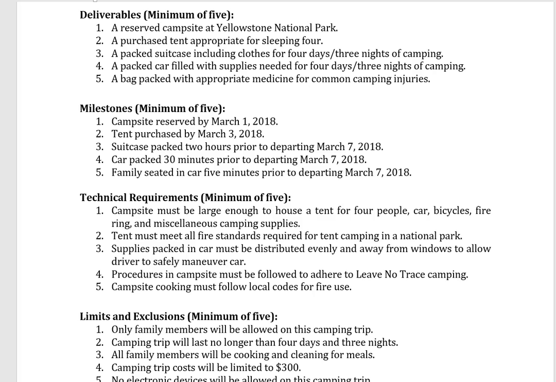Again, these are statements of the outputs that happened during the project. In this case, it's a camping trip, so a reserved campsite at Yellowstone National Park, a purchased tent appropriate for 4 people, a packed suitcase. So you can kind of see what we're doing here. These are the outputs that are expected to happen during the project.